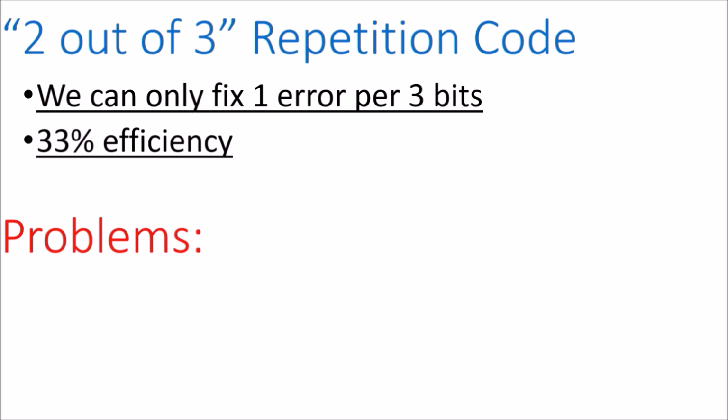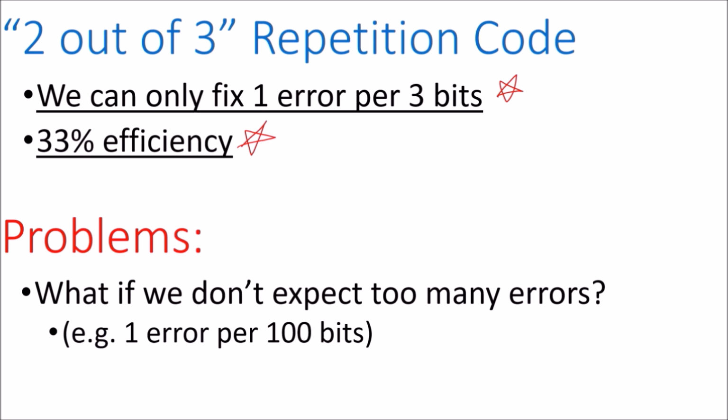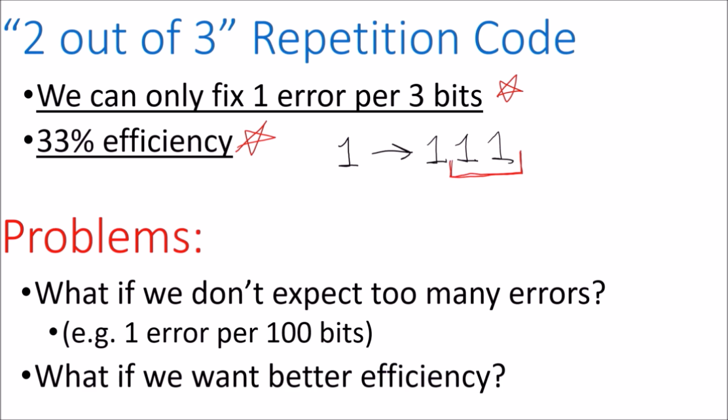Being able to fix one error out of every 3 bits transmitted is pretty good. This means we can correct a lot of errors. But there might be some situations where we don't need to be this good at correcting errors. For example, maybe we only expect one error out of every 100 transmitted bits. If that's the case, this best 2 out of 3 method is kind of overkill. Another issue is the 33% efficiency. For every 1 bit of real data, we have to add 2 redundancy bits and transmit 3 bits in total.